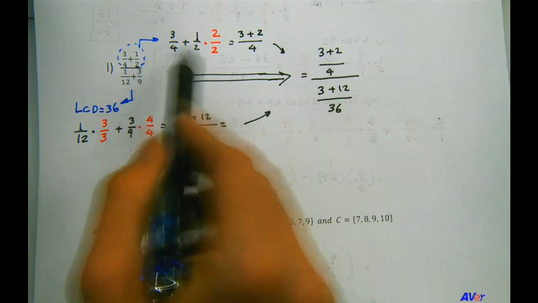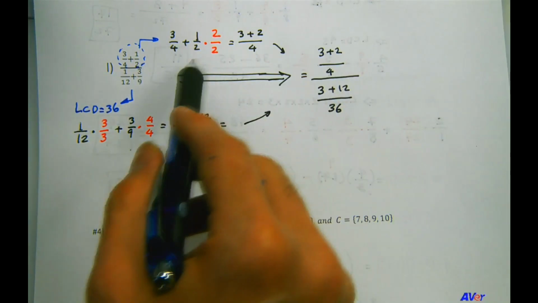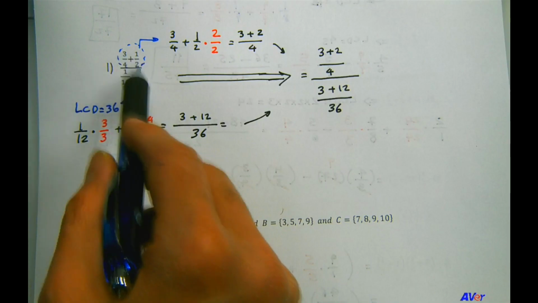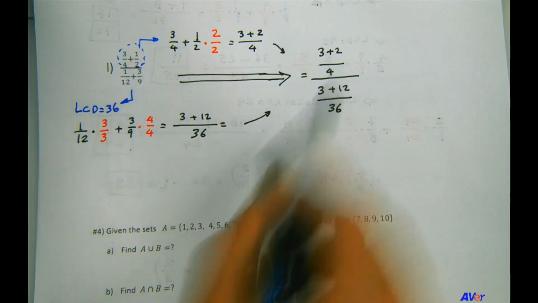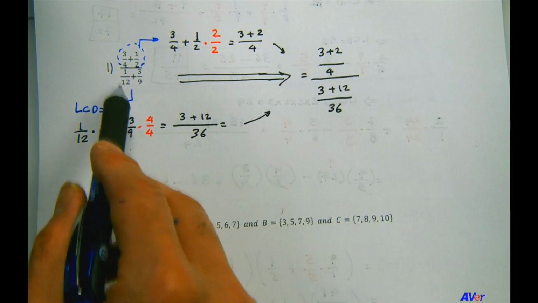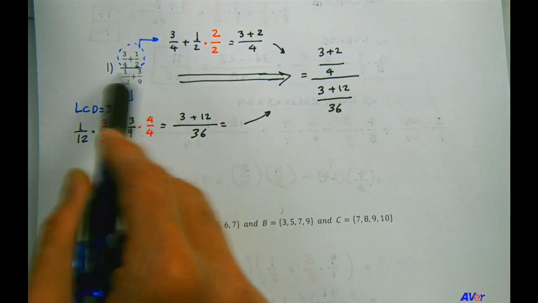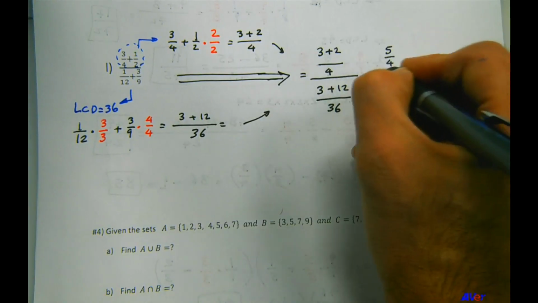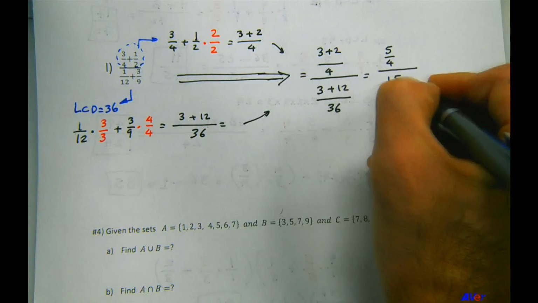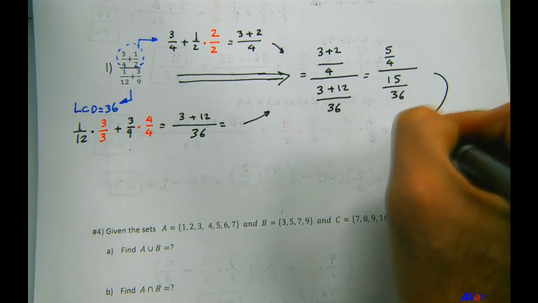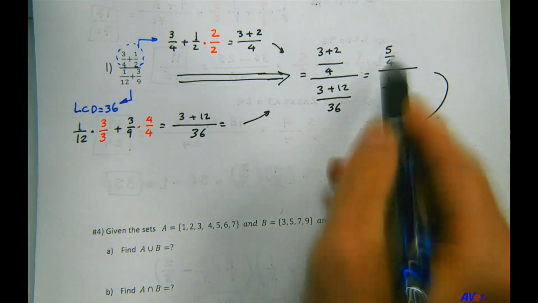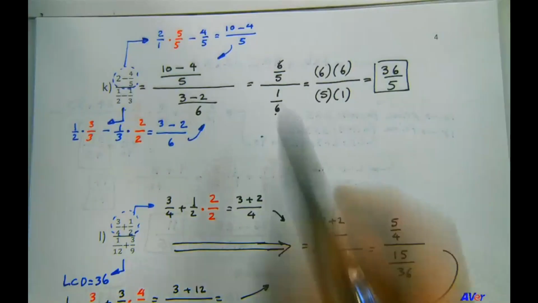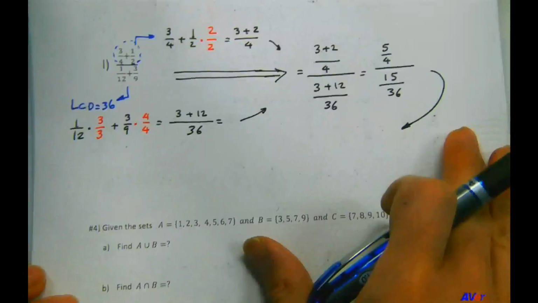Let me quickly check here just to make sure. Plus 2, it looks okay. 5 over 4, and then this one 36, 3 plus 12, 15, correct. So let's simplify. We have 5 over 4 divided by 15 over 36. Okay, so now this is a complex fraction. We need to simplify it. I mentioned how we should do it, right? Do you remember what we need to do?